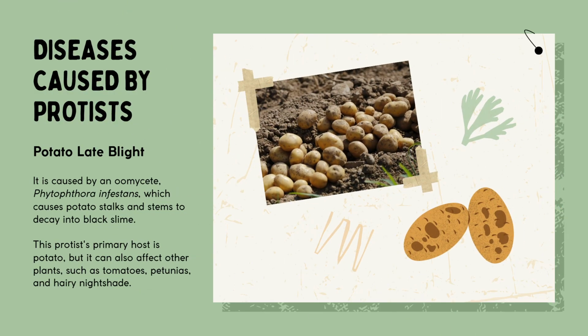That's a cycle. Diseases caused by protists. Potato blight. It is caused by the oomycete Phytophthora infestans, which causes potato stalks and stems to decay into black slime. This protist's primary host is the potato, but it can also affect other plants such as tomatoes, petunias, and hairy nightshade.